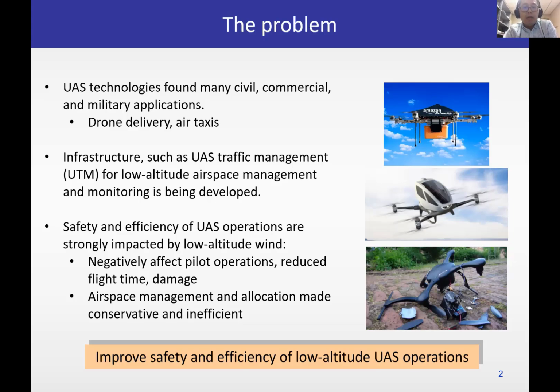The problem we're trying to address is about small UAS technologies. They have found a lot of applications over the past decade, for example drone delivery and air taxis, which are booming now. To make them safely operated in the airspace, some kind of traffic management infrastructure is needed, and that is right now being developed at NASA and also supported by various industrial members.